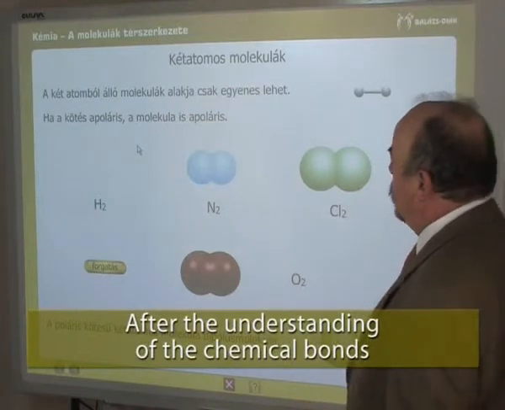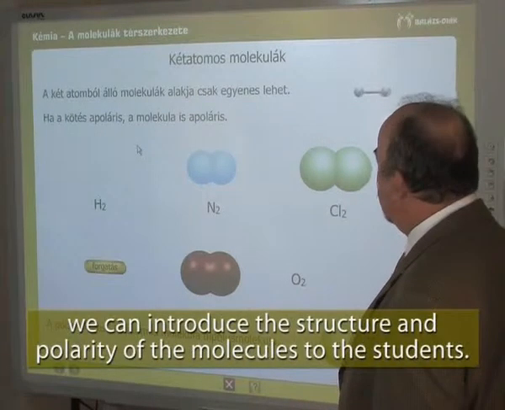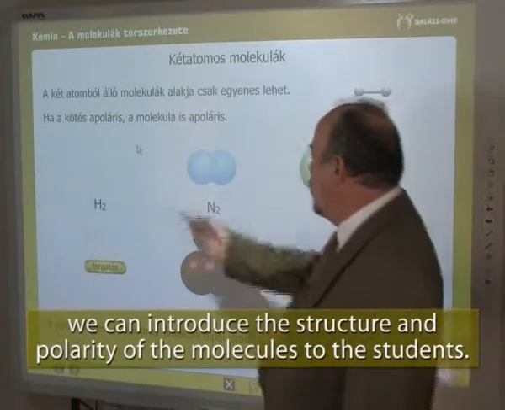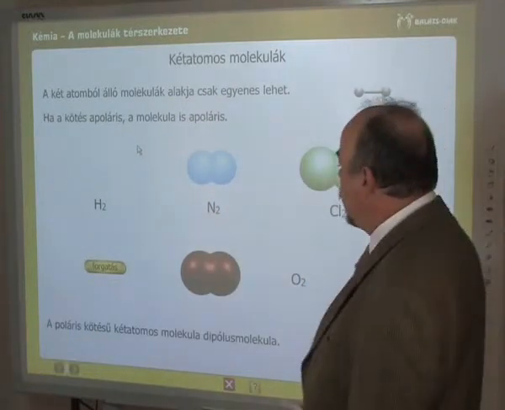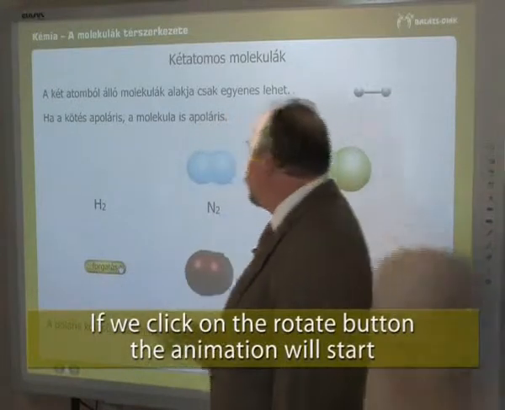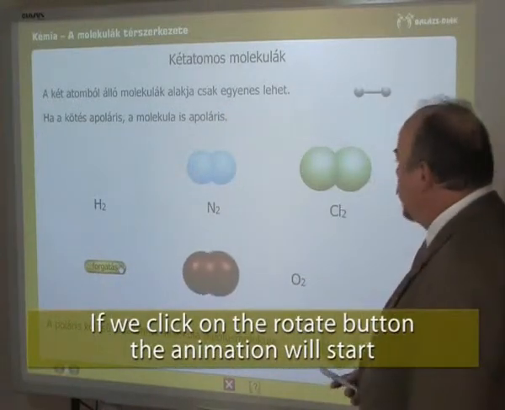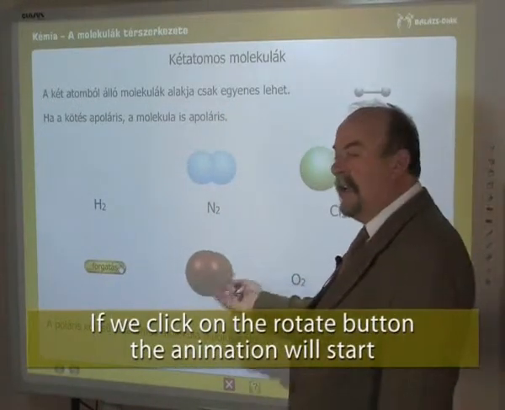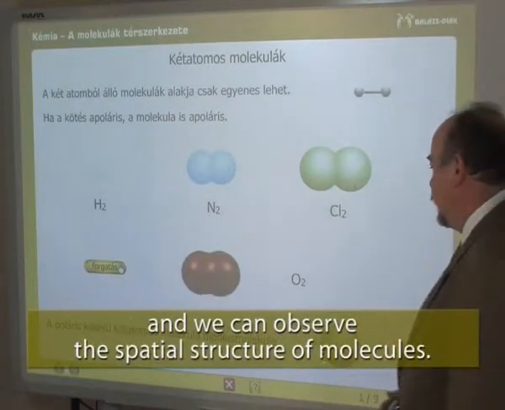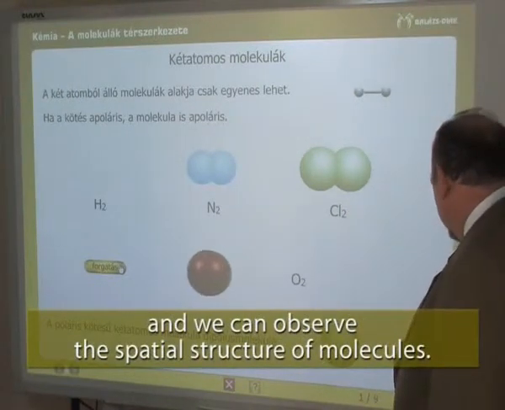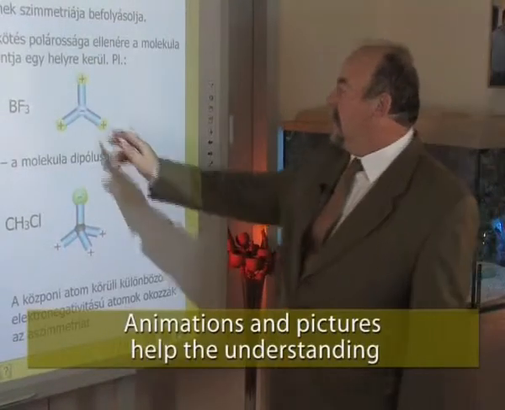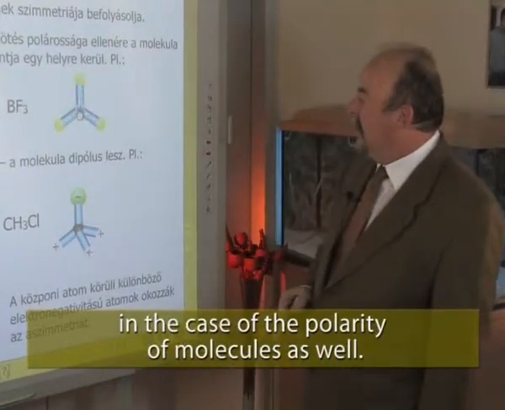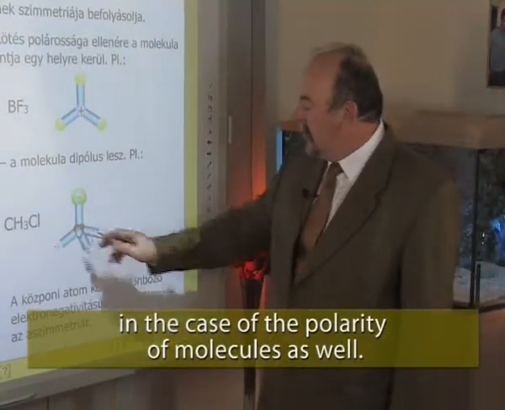After the understanding of the chemical bonds, we can introduce the structure and polarity of the molecules to the students. If we click on the rotate button, the animation will start and we can observe the spatial structure of molecules. Animations and pictures help the understanding in the case of the polarity of molecules as well.